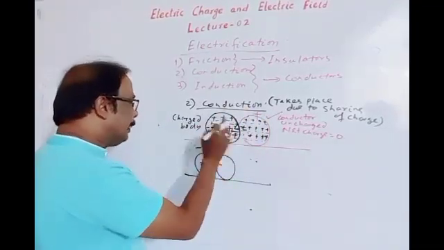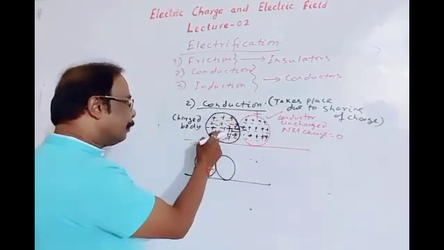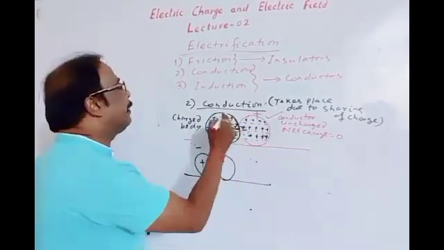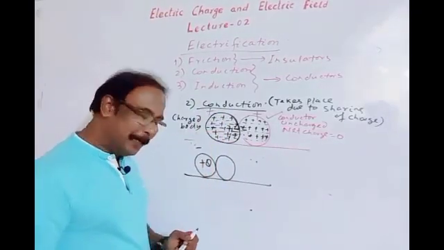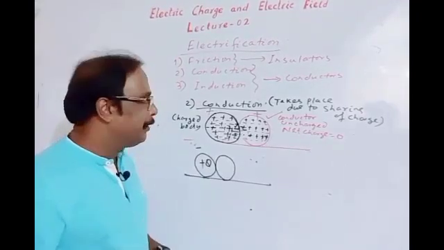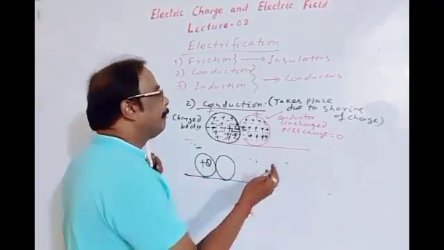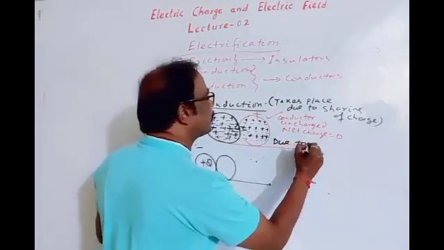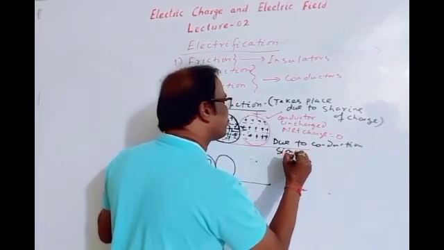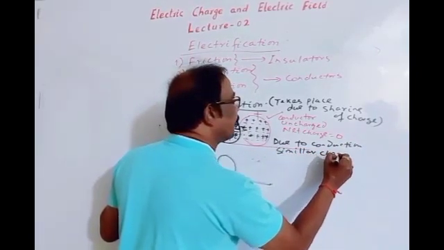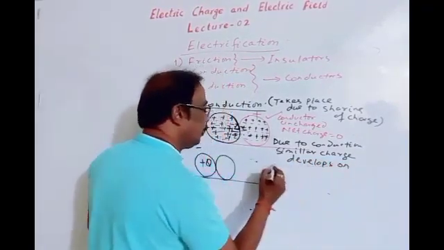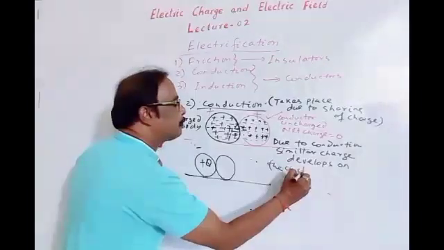Also, electrons are shared. All the positive charges present previously will not be neutralized. So again, the net charge will be positive. So due to conduction, similar charge develops on the uncharged body. You may write it: due to conduction, similar charge develops on the uncharged body.